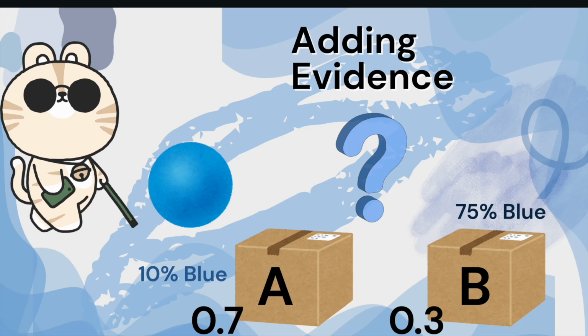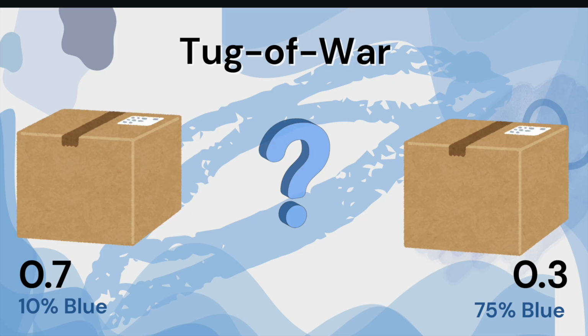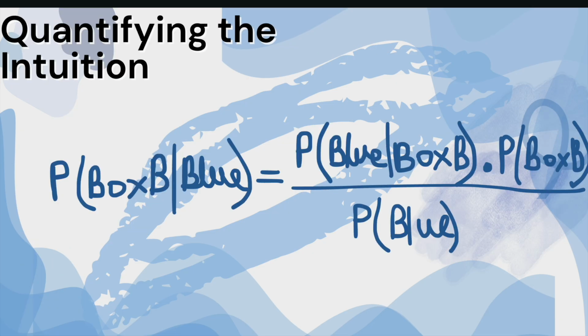Now if you see, initially we were inclined towards box A, but now maybe it makes sense that we think that it came from box B. Bayes' rule is essentially this tug of war. There is some prior belief that we had which pulls us towards one end of the possibility, and then after we saw the evidence, we were pulled on the other side. Now, Bayes' rule is just a way of quantifying this intuition. Let us try and put numbers to this intuition.